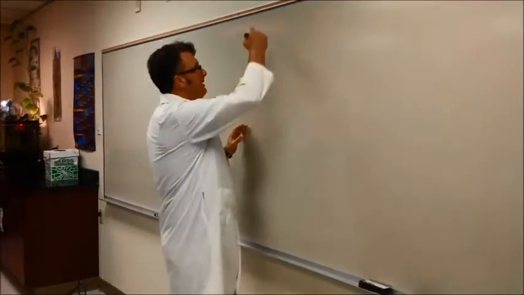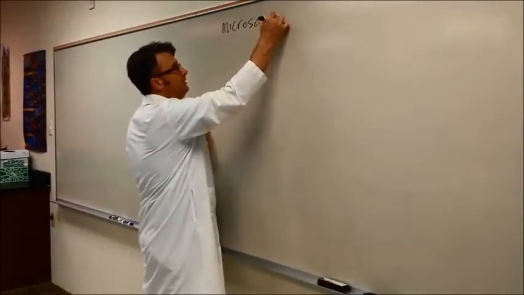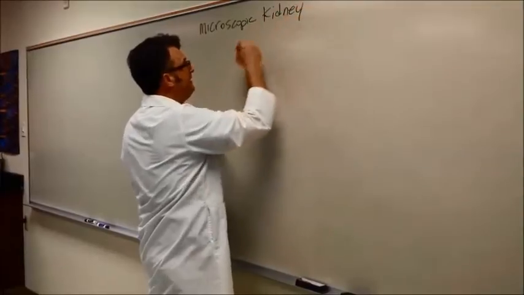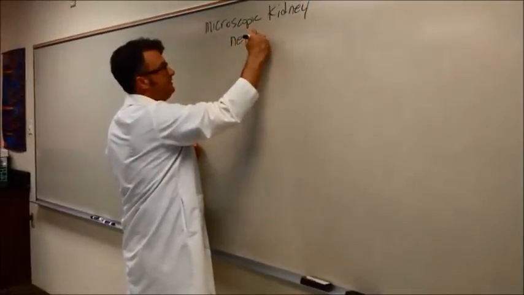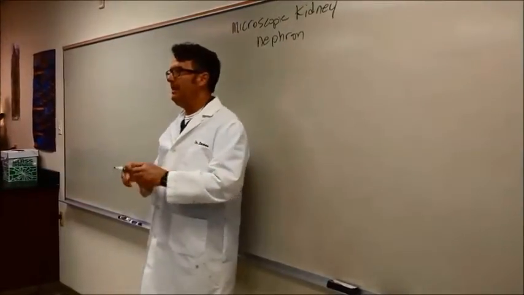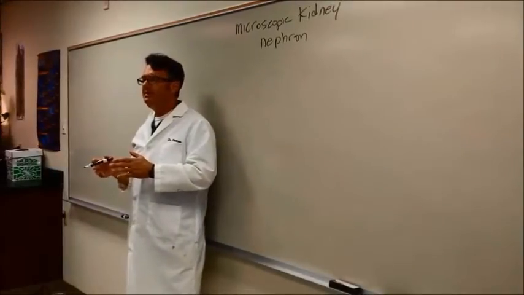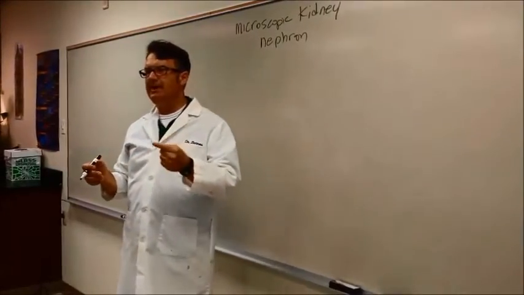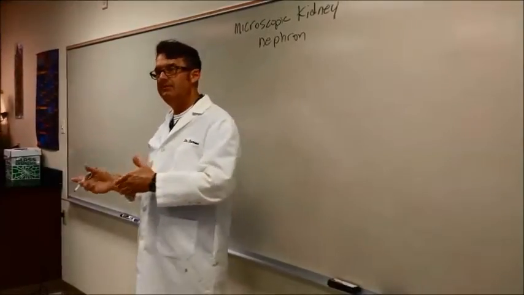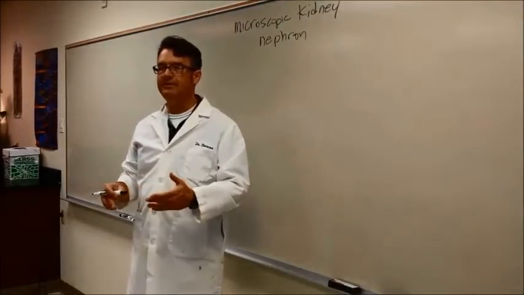What I want to talk about is the microscopic structure of the kidney. And I specifically want to talk about the nephron. And hopefully by the time I get done telling you this story, I will have told you the anatomy of a nephron. You know how the basic unit of life is the what? The cell, right? The basic unit of matter is the atom. Well, the basic unit of the kidney, the functional unit of the kidney, is the nephron.